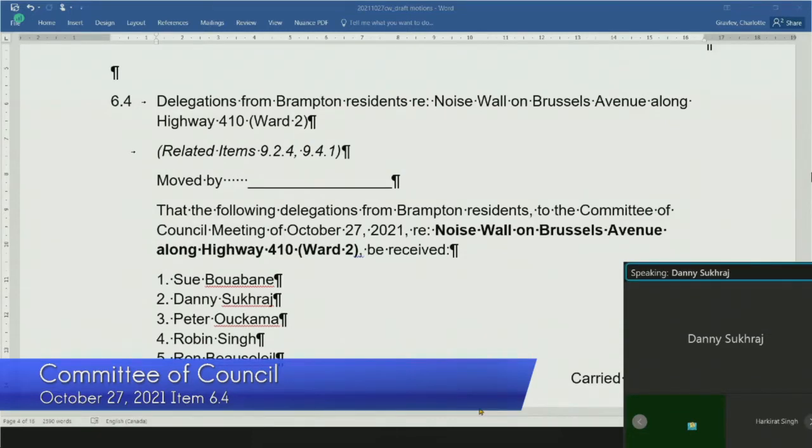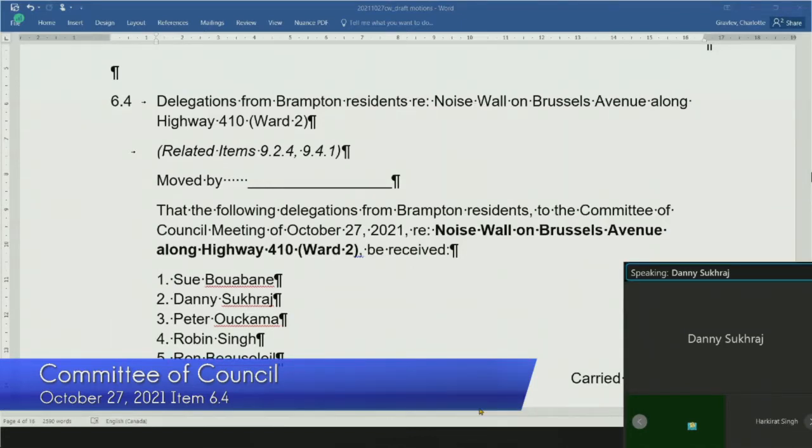Today I want to address you about the noise level of vehicular traffic on the 410, Highway 410, affecting a specific section of Brussels Avenue. For the introduction, my name is Danny Sukraj, and I have been living in Brampton for the past 30 years now. I am the original owner of my current home for about 15 years. My house is located on 78 Brussels, parallel to the 410 highway.